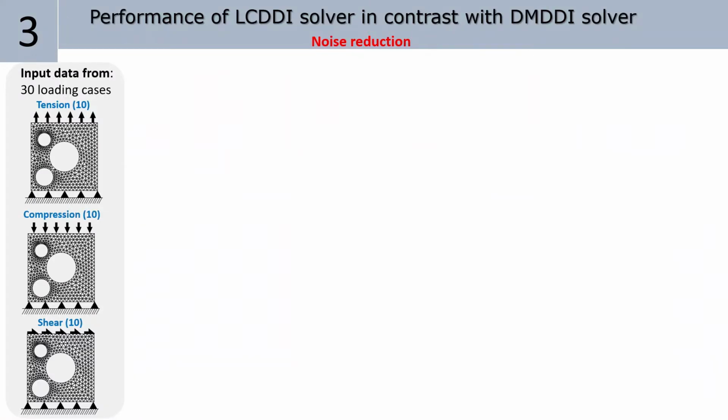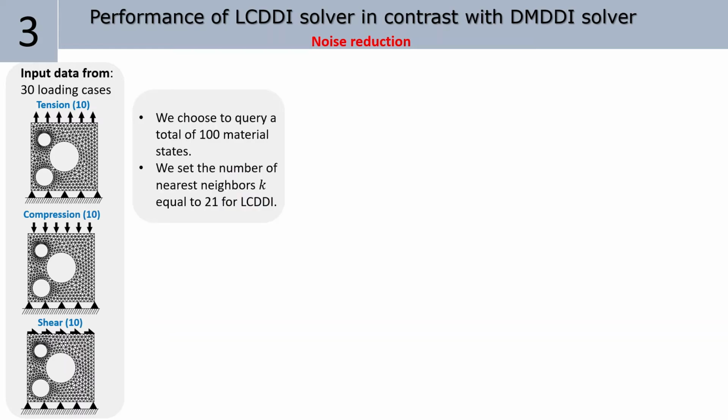To validate the performance of LCDDI, we applied it to the following problem. Well, to obtain our input data, we consider the plate which we subjected to 30 different loading scenarios. And for the database that we want to build, we chose to have 100 material states. And for LCDDI, regarding the number of closest material states that each mechanical state has to look for, we set that number equal to 21.